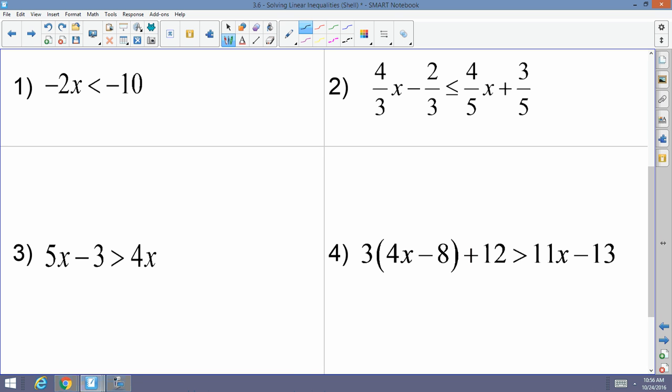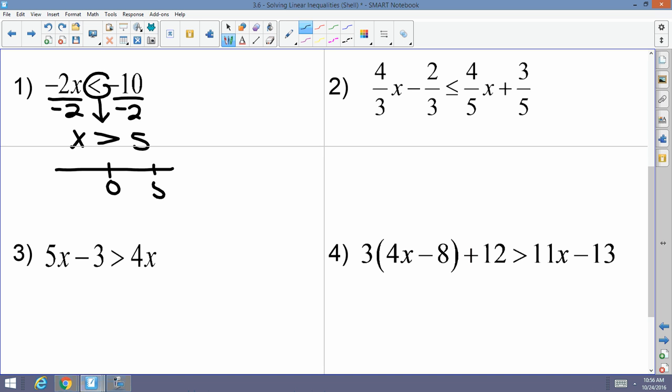Let's do this. Number one, I'm going to divide by a -2. I'm dividing by a negative. So x is, good job, greater than 5 because I got to flip the inequality. I divide by a negative. Let's go ahead and graph it. Here's my 0. Here's my 5. Greater than, parentheses to the right. Interval notation, parentheses 5 to positive infinity. Done.